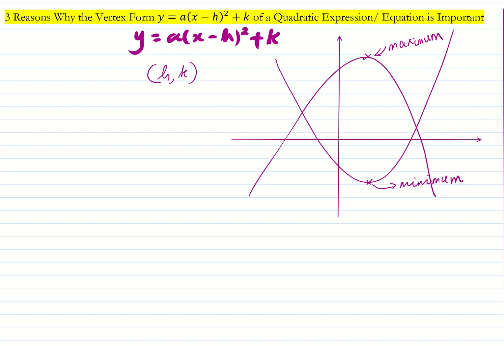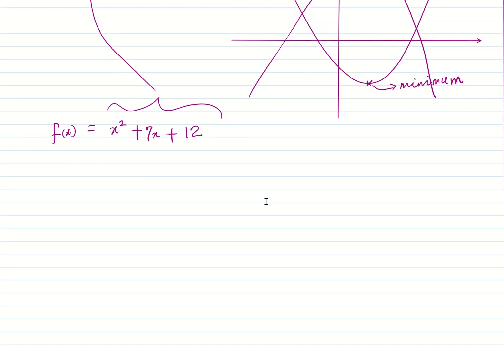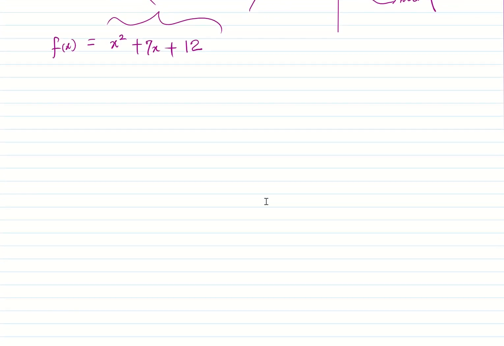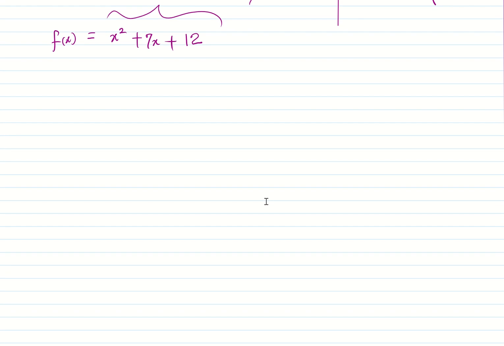So here's an example. Say you have been given your f of x to be x squared plus 7x plus 12. Our first point of call is to write this in this form. Again, I've told you that there is a video that explains that quite well, so I'm going to be a bit fast on this one.